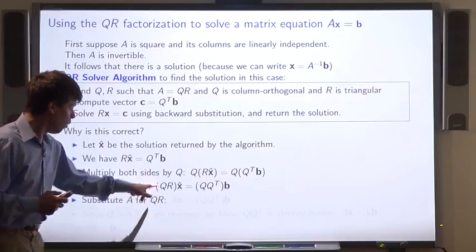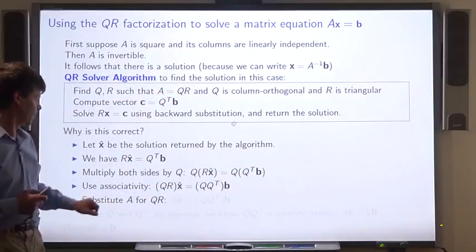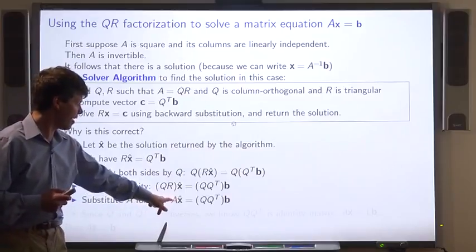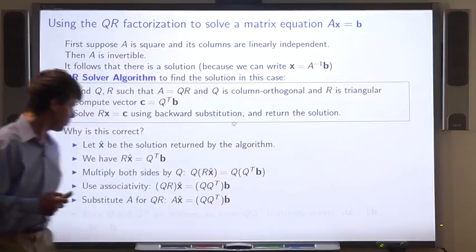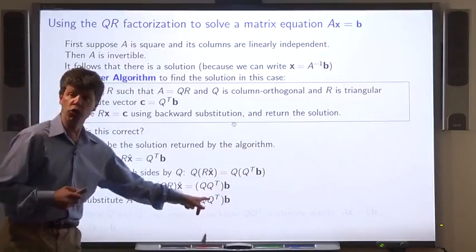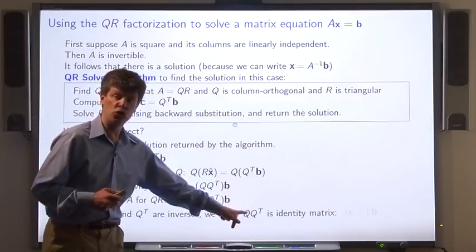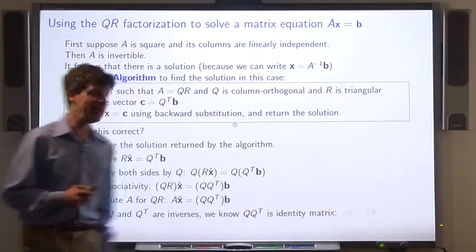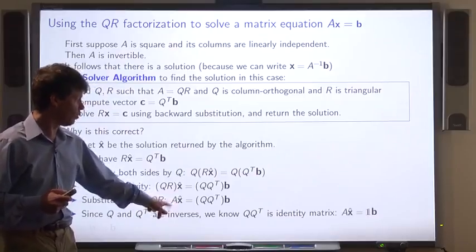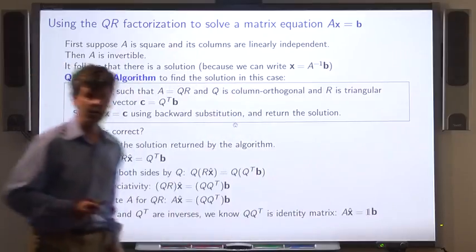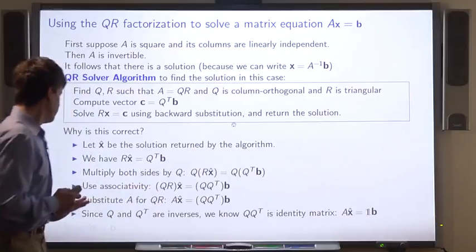Now, QR is equal to A. So we have A times x hat equals Q times Q transpose times b. But Q and Q transpose are inverses of each other, so Q times Q transpose is the identity matrix. So we get A x hat equals the identity matrix times b. In other words, A times x hat is b, and we've solved the system.